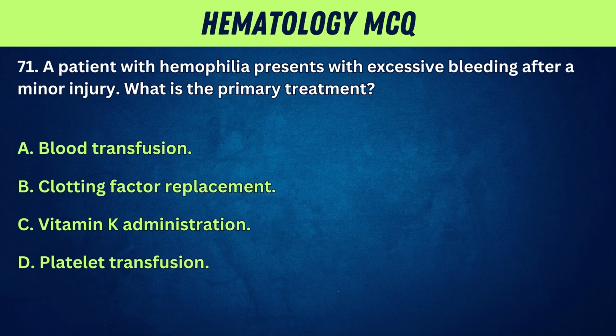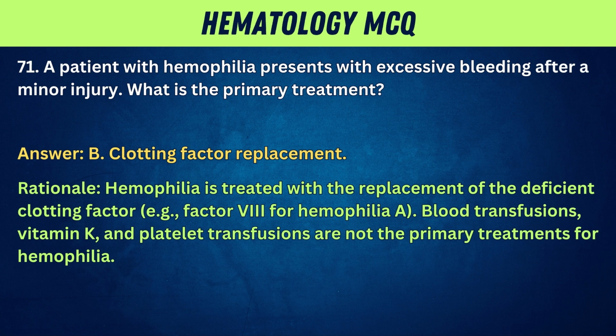71. A patient with hemophilia presents with excessive bleeding after a minor injury. What is the primary treatment? A. Blood transfusion. B. Clotting factor replacement. C. Vitamin K administration. D. Platelet transfusion. Answer: B. Clotting factor replacement.